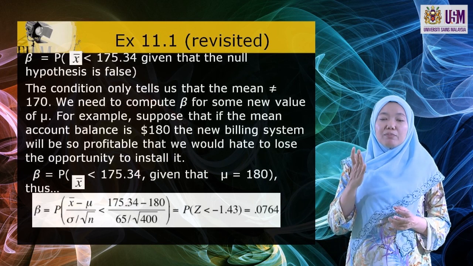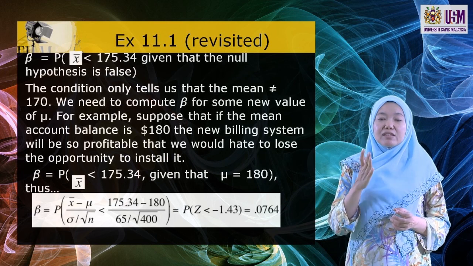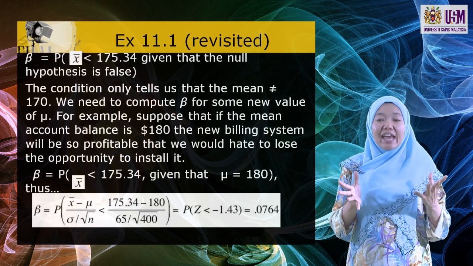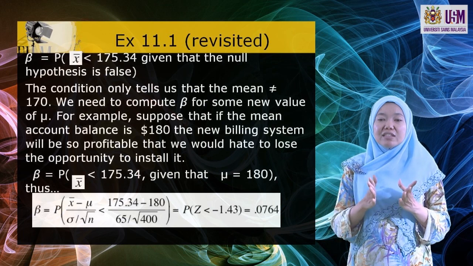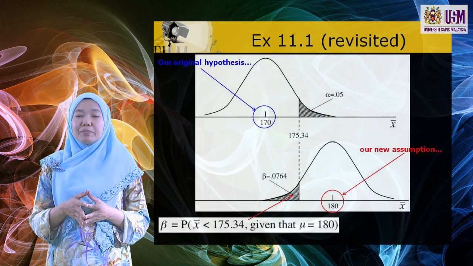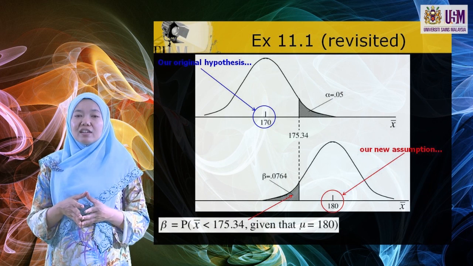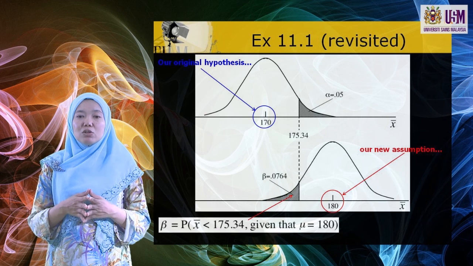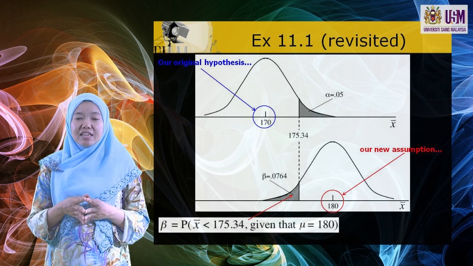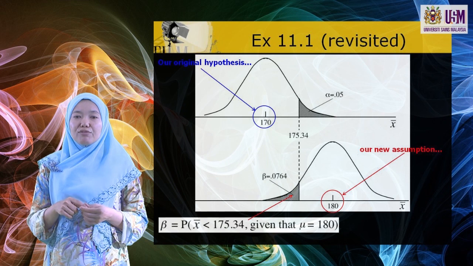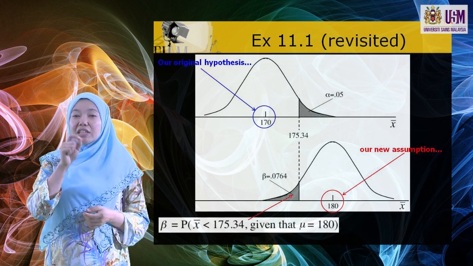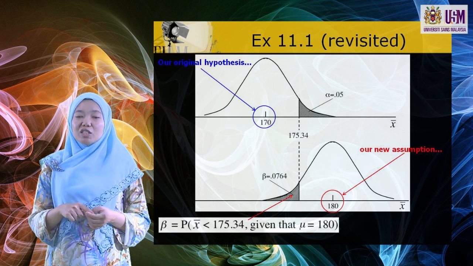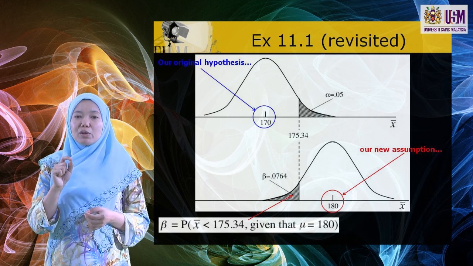You read what is the probability when z is less than 1.43. What you get, the area under the curve, is 0.0764. We are still discussing example 11.1. If you look at the sketch on top, that is our original hypothesis, mu equals 170, and you have the rejection area 5%, alpha equals 0.05, and the critical point of X bar there is given as 175.34.